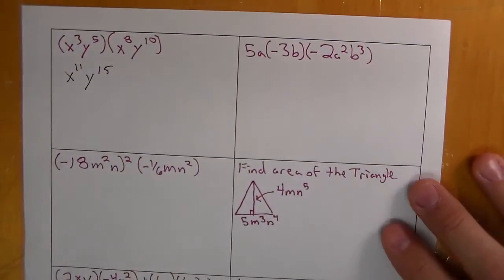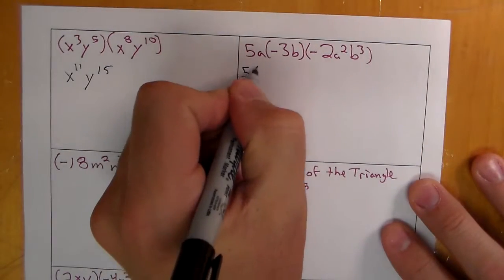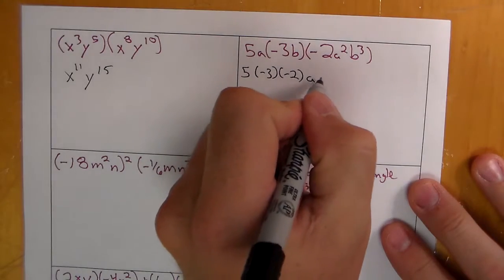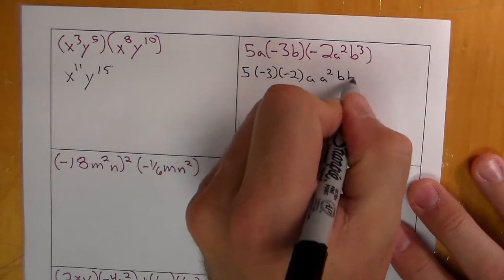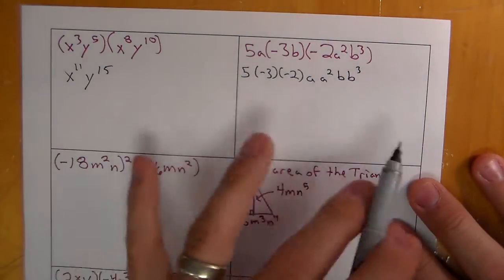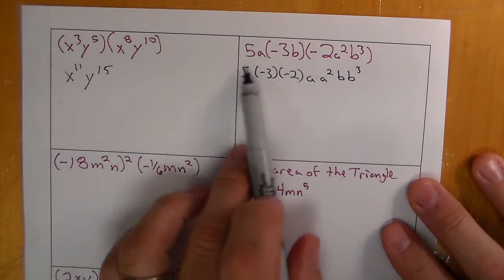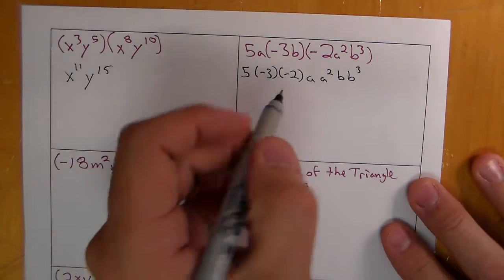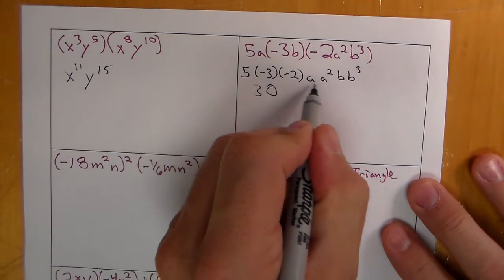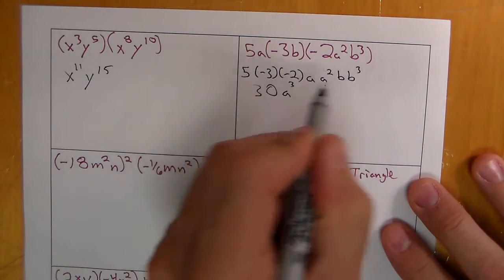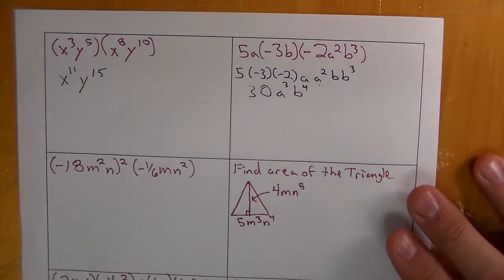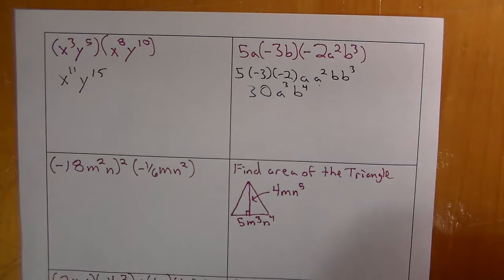In our one to the right here, I have 5, negative 3, negative 2, a squared, b to the 3rd. And that's resorting them. So my coefficients, which I'll take care of first, negative 3 and negative 2 is 6 times 5 is 30. A and a squared becomes a to the 3rd. B and b to the 3rd becomes b to the 4th. So it's 30, a to the 3rd, b to the 4th.